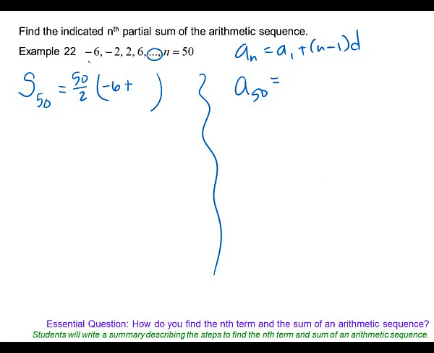So what's my first term of that sequence? -6. Good. My n value is what? 50. Could I do 50 minus 1 in my head? Yeah, what's 50 minus 1? 49. Do I know the difference? Could I calculate the difference? Isn't it just the second term minus the first term? So what's the difference? 4. All right, use your calculator. Tell me what the 50th term is. You can just do the whole calculation right there.